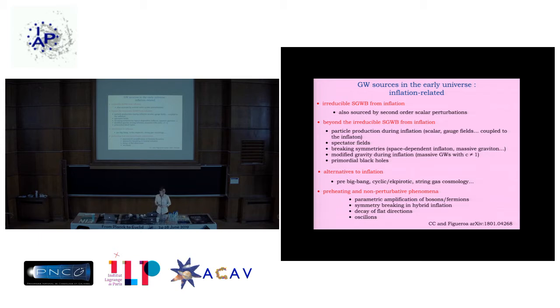Now, clearly, this is all physics beyond the standard model, because I'm talking about energy scales which are higher than the MeV, between inflation and the MeV. So people have speculated a lot. There are certainly many candidate theories to produce a stochastic background of gravitational waves.